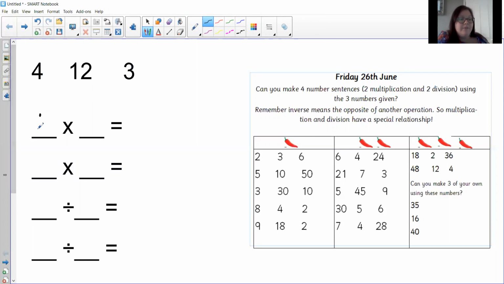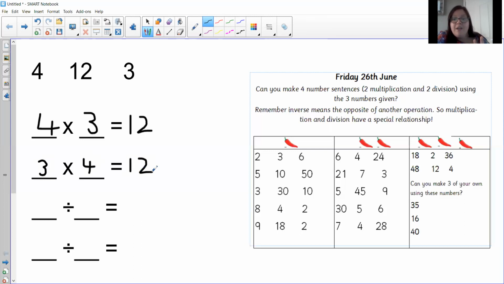That is one of my multiplication sentences. And we know in maths that we can also switch the 2 times tables round to get the same answer. So I could also do 3 times 4 equals 12.